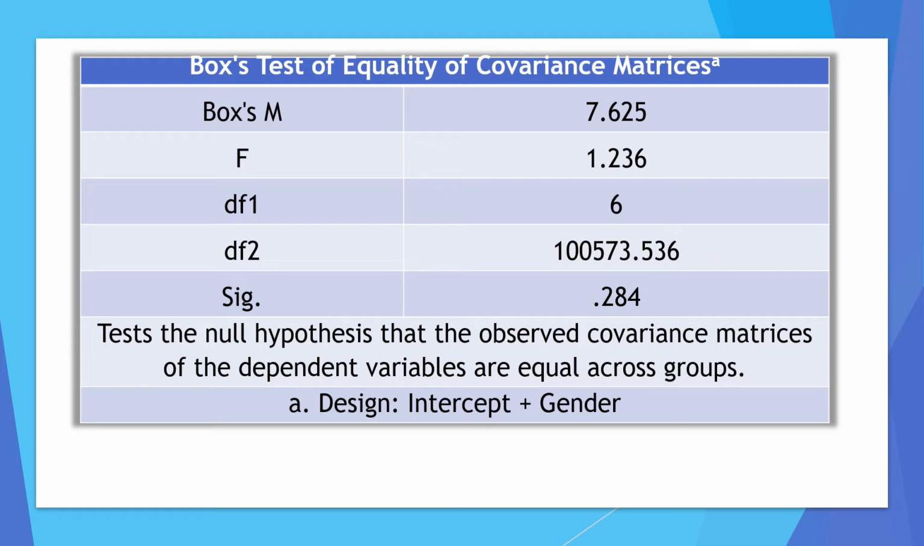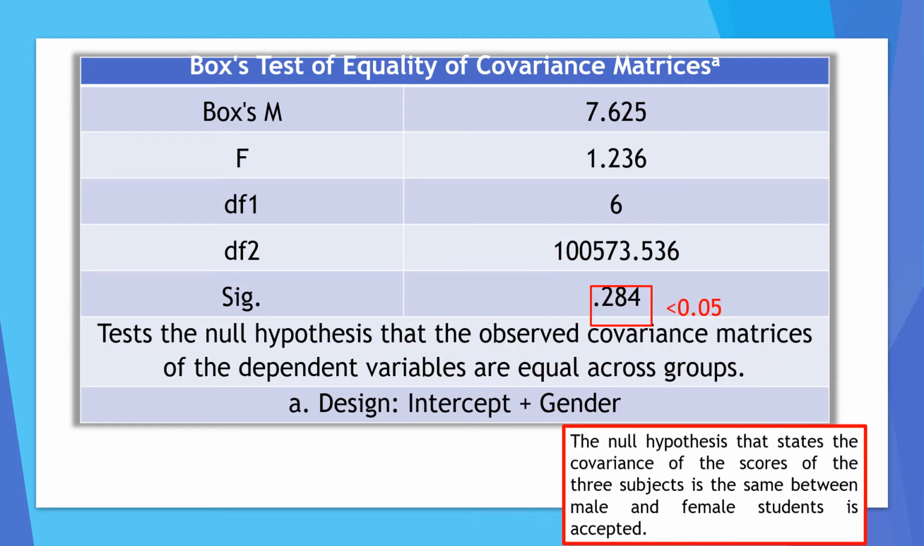Refer to the Box's Test of Equality of Covariance Matrices table. The significant value is 0.284. If a significant value is smaller than 0.05, it means we should reject the null hypothesis that states the covariance of the scores of the three subjects is the same. However, in this example, a significant value of 0.284 indicates that we accept H0, which is that the covariance of the scores of all three subjects is the same between male and female students.